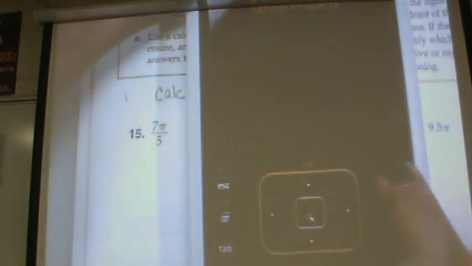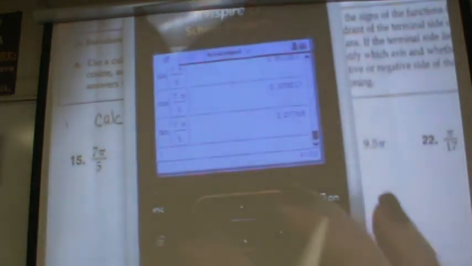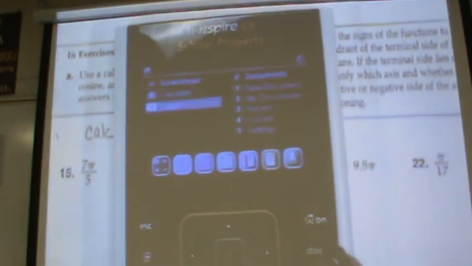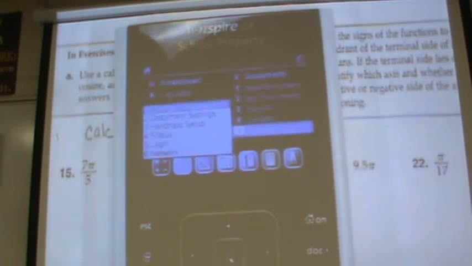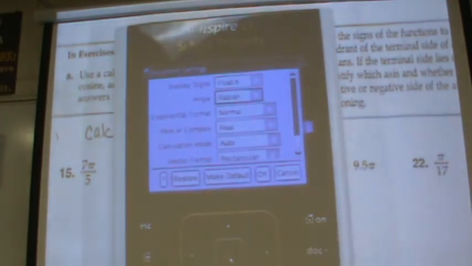Well, you're going to turn your calculator on and go to the home menu and go to setting. Go to setting and go to document setting. And you want to make sure that word says radian. If it says degree, your answers will all be wrong. So how do you change it to radian? Click on it and it's going to give you some options. Click on radian, hit enter, and then go right, make default, and hit OK. Is there anyone not able to do this? I can help you.